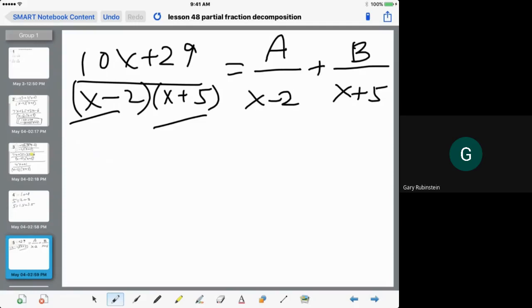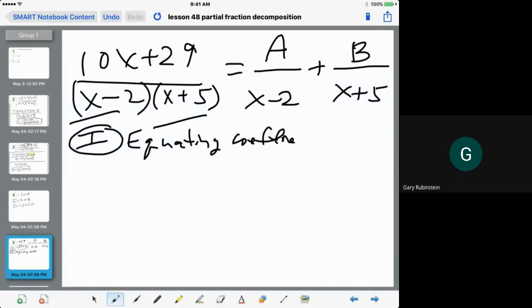Now, there are two different methods of answering this question, and both of them are pretty quick. And I'm going to show you. You'll probably like the second method better, but I'm going to start by showing you method number 1. So I'll just put Roman numeral 1. Method 1 is called the equating coefficients method. And the way it works, and this is the same thing you do with the second method also.